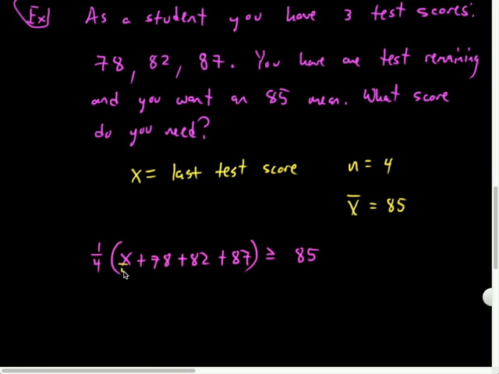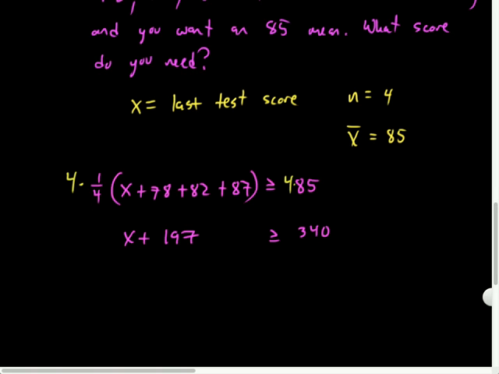Well, yeah, you could. In this case, I'm actually going to get rid of the 1/4 by multiplying by it, just so I don't have to divide all of those numbers by 4. So I'll have x plus the sum is greater than or equal to 4 times 85, which is 340, and let's say I add 78 plus 82 plus 87, 197. All right, and now I'll subtract it from the other side. So same idea of what you would have done.